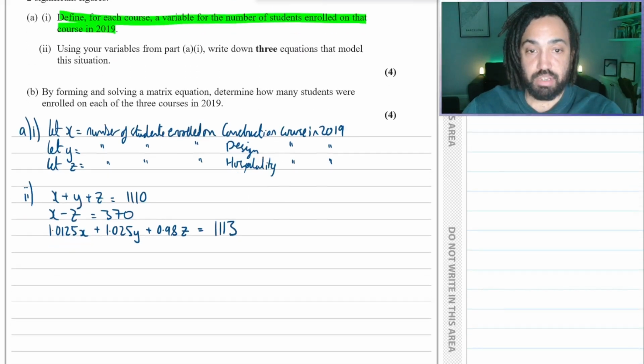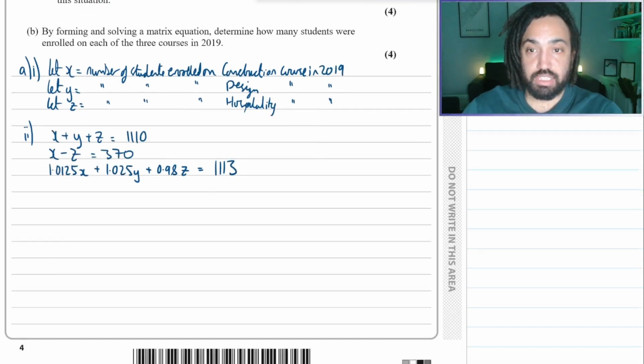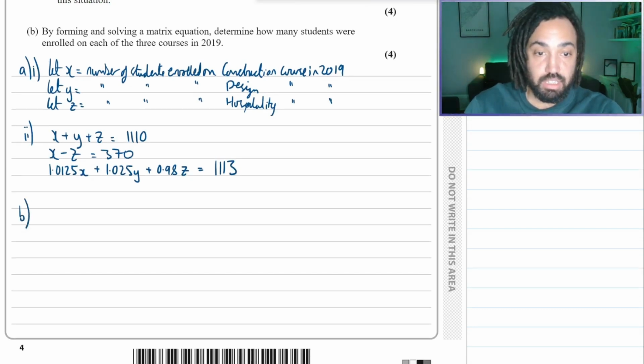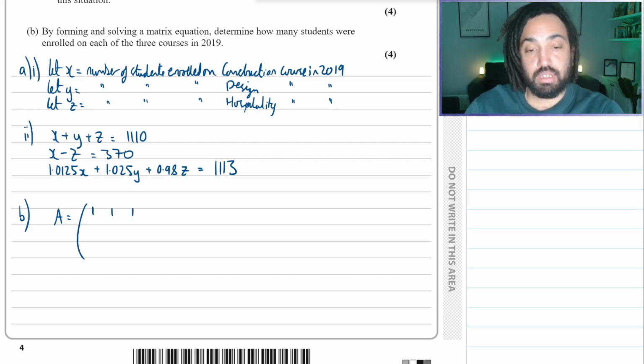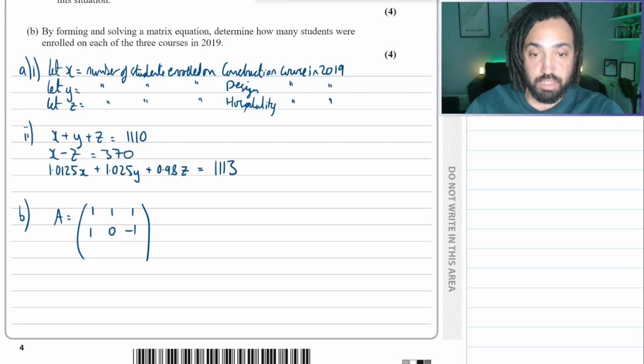And now it says by forming and solving a matrix, basically solve these sets of equations. Okay, so my matrix, let's call it matrix A, has the coefficients of my equations. So 1, 1, 1 is the first row. 1, 0, minus 1, and then, oh, this is not going to be pretty to write these down.